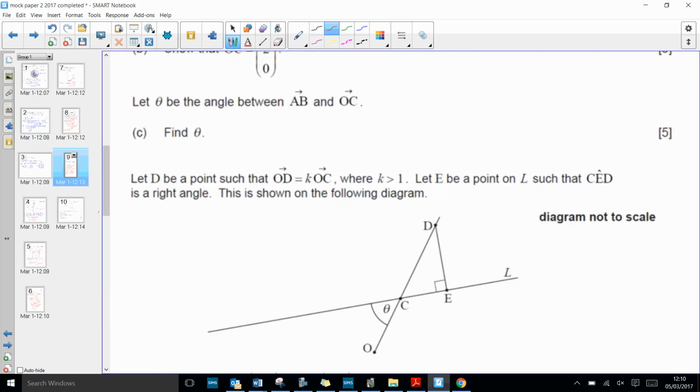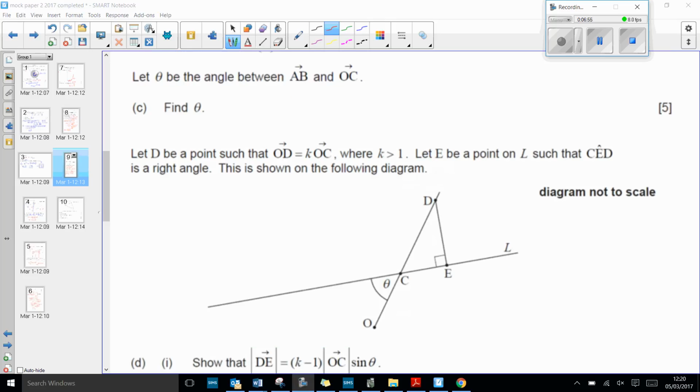Okay, so let D be a point such that OD is K times OC. Right, so it looks super confusing, but it's actually not too bad. You just have to know what to look for. Easier said than done. So we've seen that this is talking about sine theta. The fact that they've drawn this diagram here and shown that this is theta, hopefully you remember vertically opposite angles would mean that this angle would also be equal to theta.